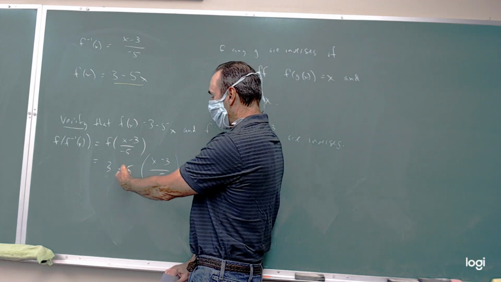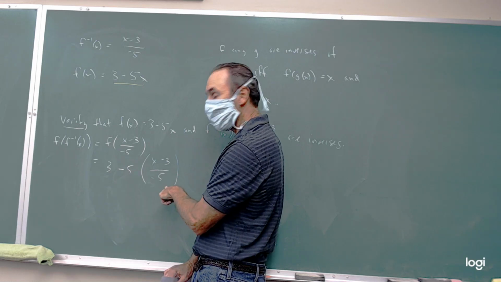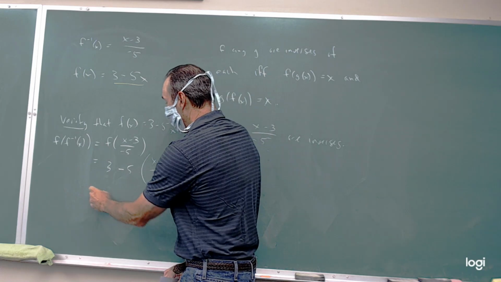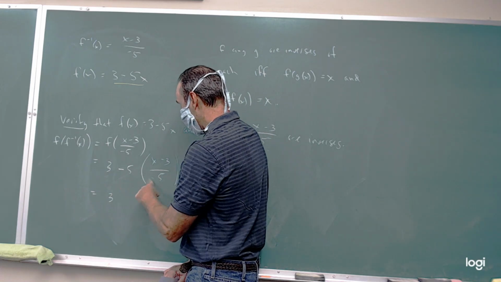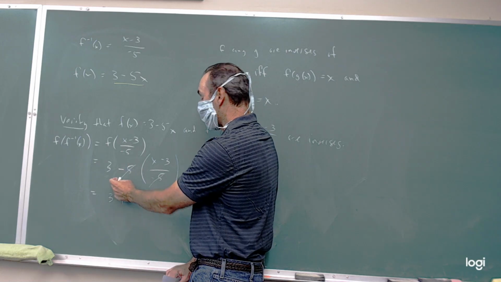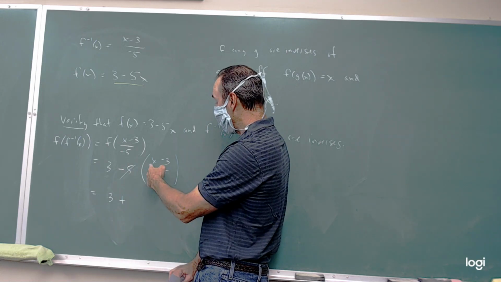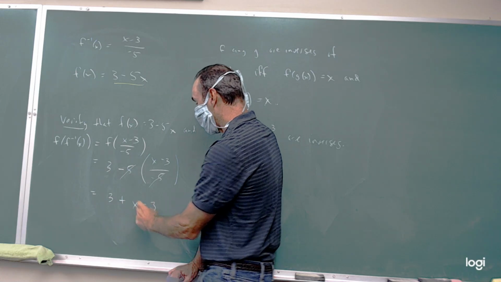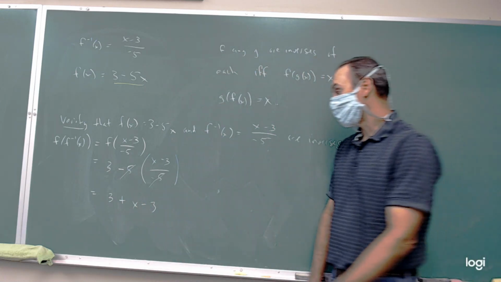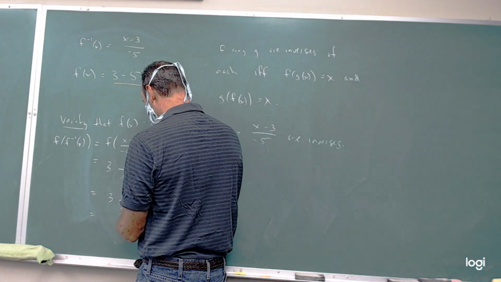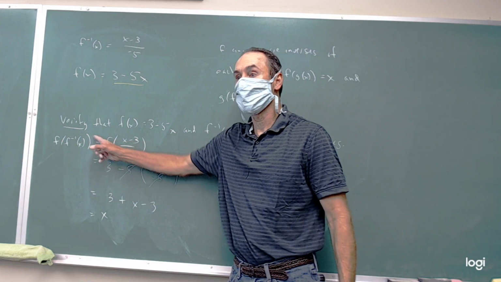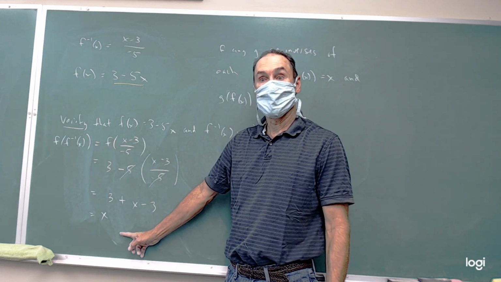So this negative 5 times that negative 5 there, they can cancel. So this is going to become now 3. The negatives cancel, so that's going to be plus. Right, we're canceling those. And so we're going to get just the x minus 3. Okay to there? And now we can let the 3 and the negative 3 cancel each other out, and we're halfway home. We've shown that f of f inverse of x is indeed equal to x.